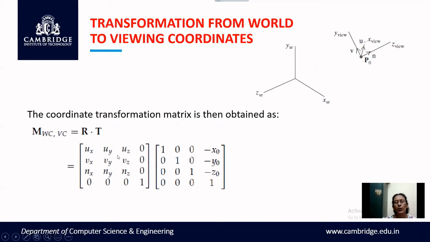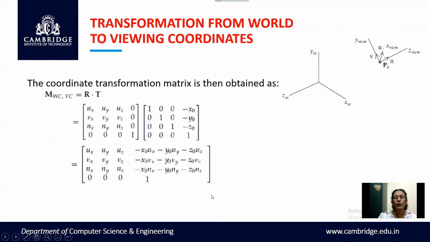Rotation matrix is ux, uy, uz, 0; vx, vy, vz, 0; nx, ny, nz, 0; 0, 0, 0, 1. And translation matrix is 1, 0, 0, minus x0; 0, 1, 0, minus y0; 0, 0, 1, minus z0; 0, 0, 0, 1. When we multiply these two, we get ux into 1, that is ux, plus 0 plus 0 plus 0, so it is ux. Same way, the second column, first row is uy, that is ux into 0 plus uy into 1 plus uz into 0 plus 0 into 0.